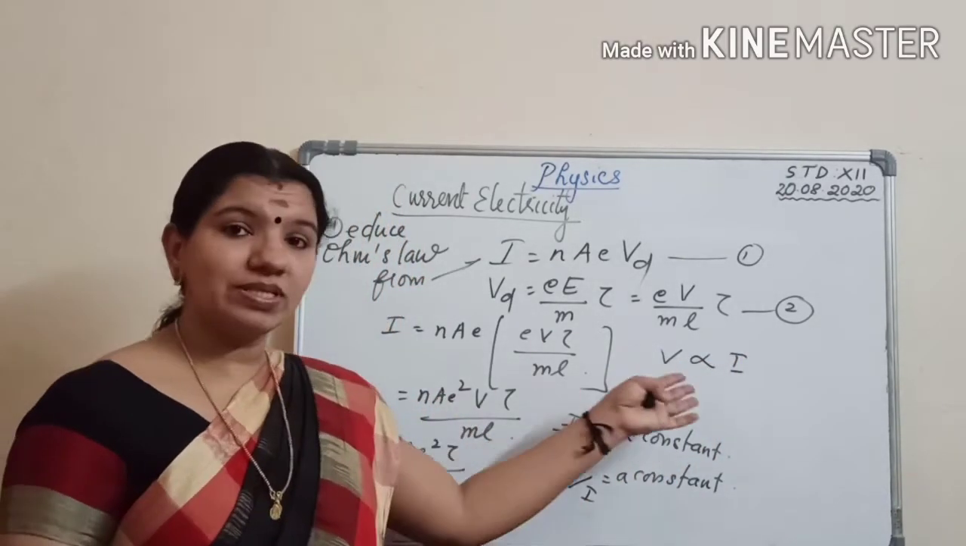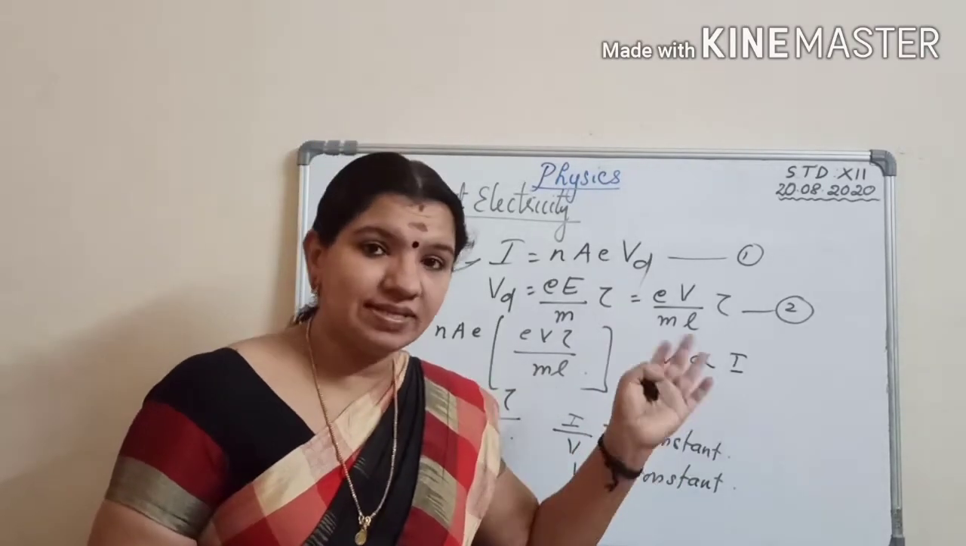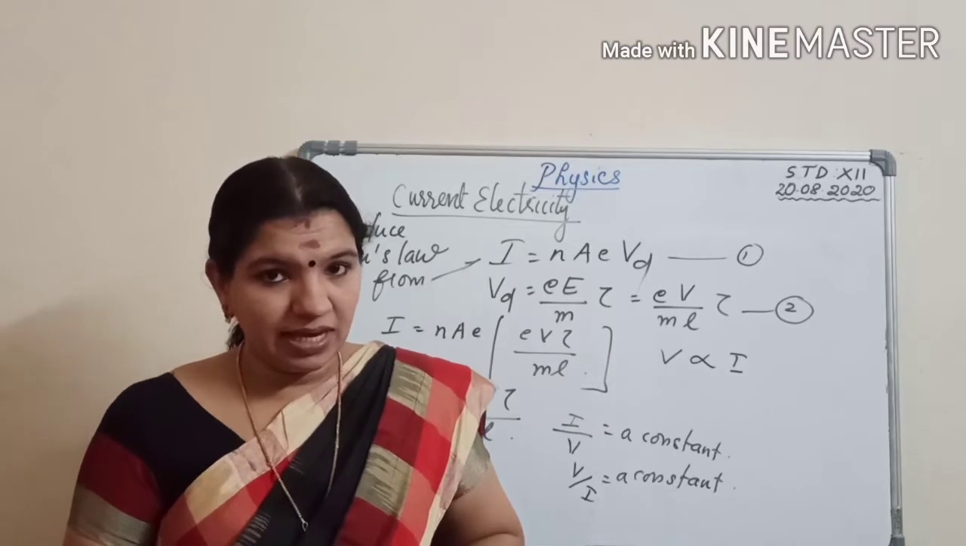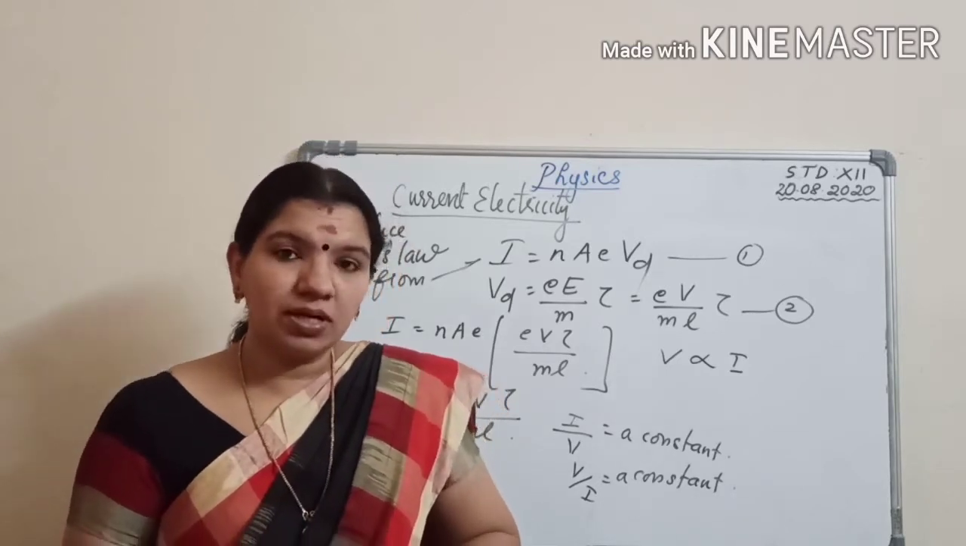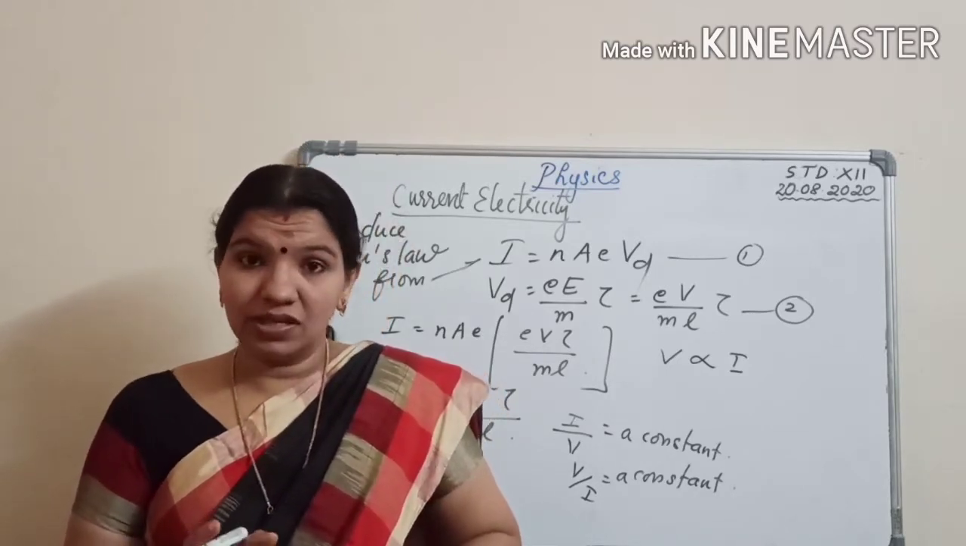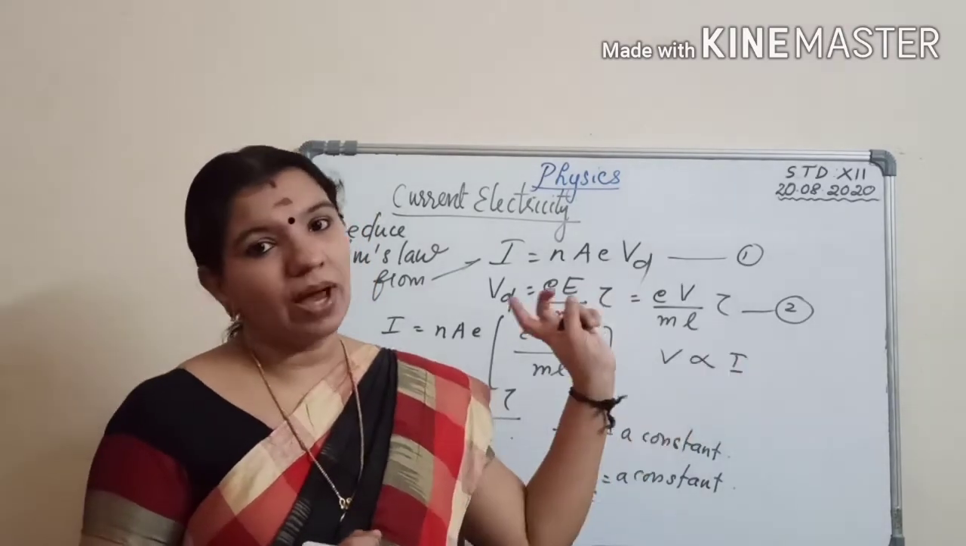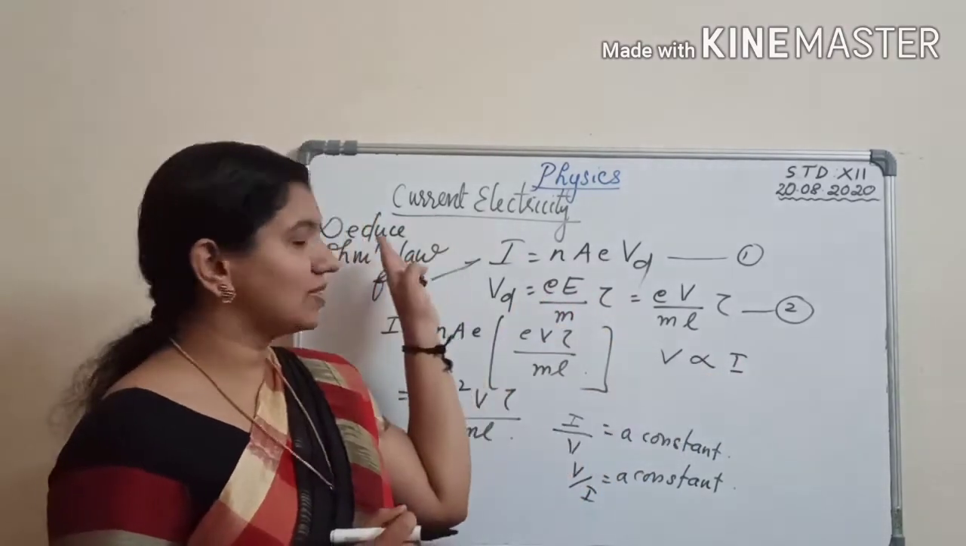That is what Ohm's law states. So what is the statement of Ohm's law? The potential difference across the ends of a metallic wire is directly proportional to the current flowing through it, provided the temperature remains constant. So I got the expression as V proportional to I. Okay. So that's enough for this question.